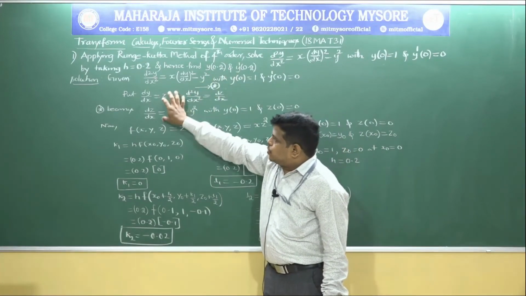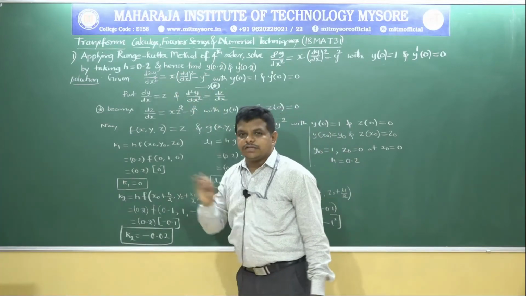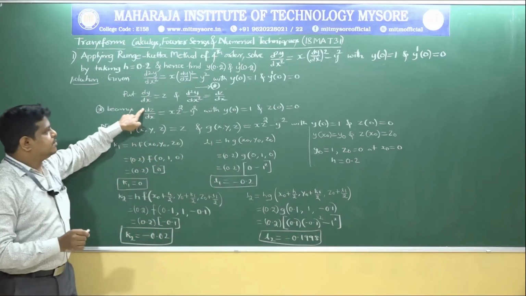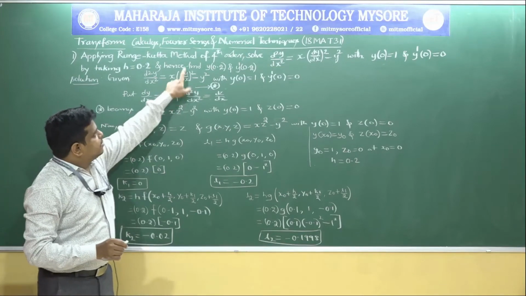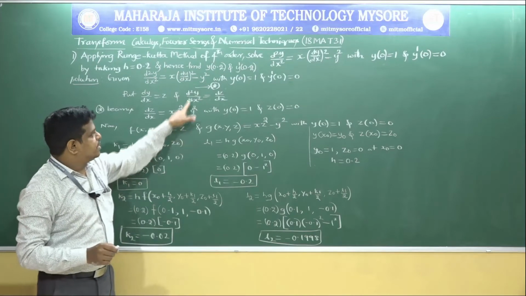Now substituting both these in equation star, d square y by dx square can be replaced by dz by dx. We have x here. Next, dy by dx whole square, since dy by dx equals z, it becomes z square, that is x z square minus y square.